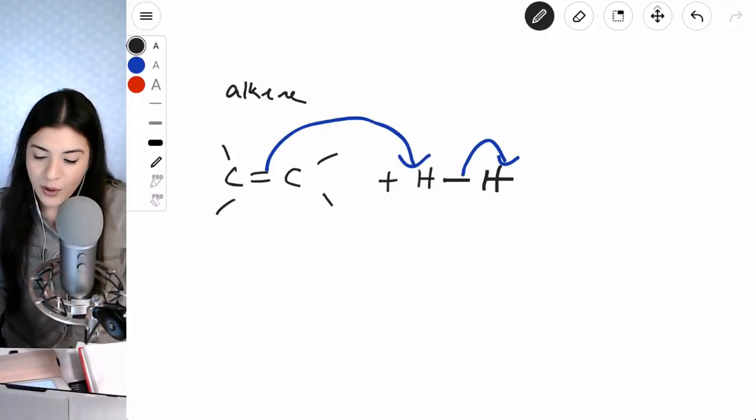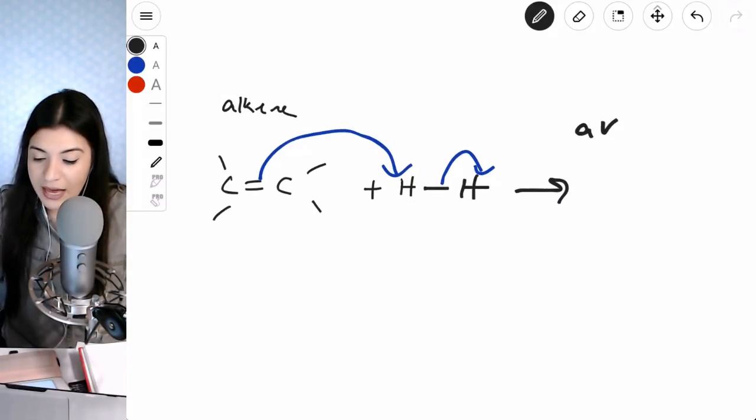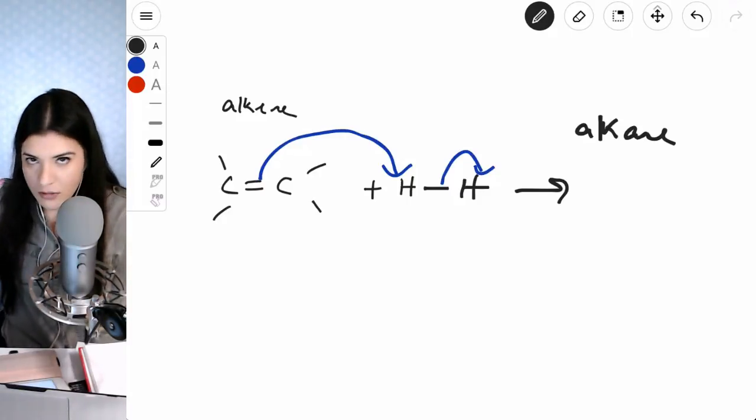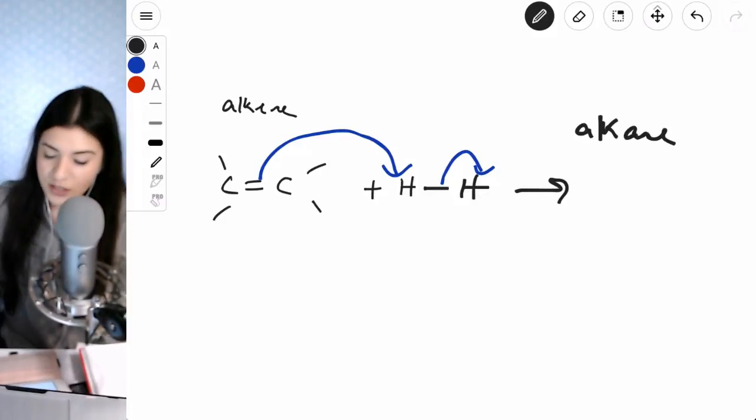Okay, so the concept here is that the double bond is going to break. It's no longer going to be an alkene. It's going to be an alkane. An alkane is just a single bonded carbon chain, while an alkene has a double bond.